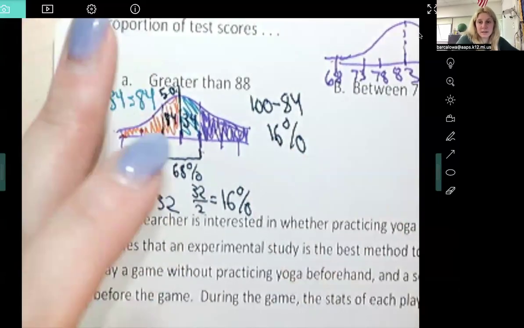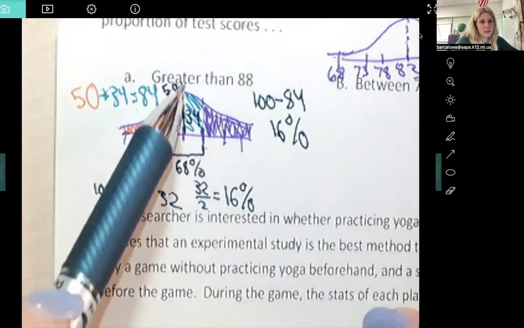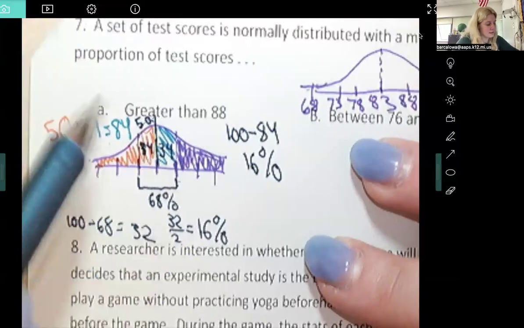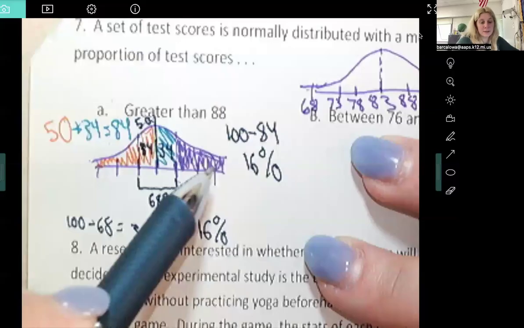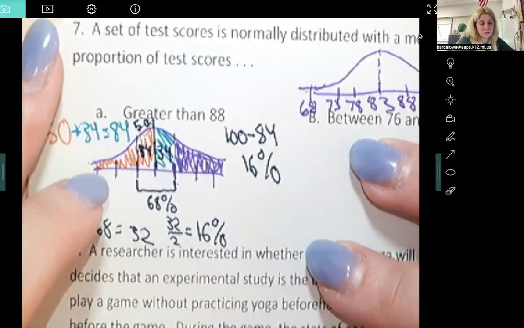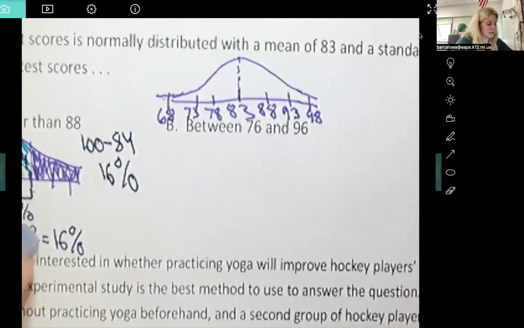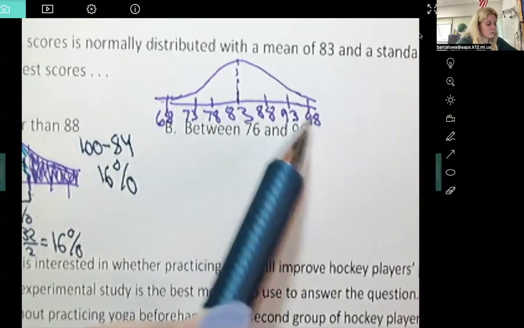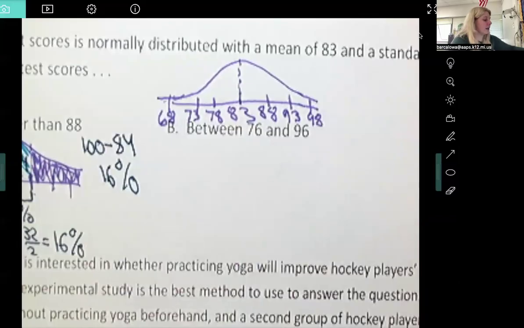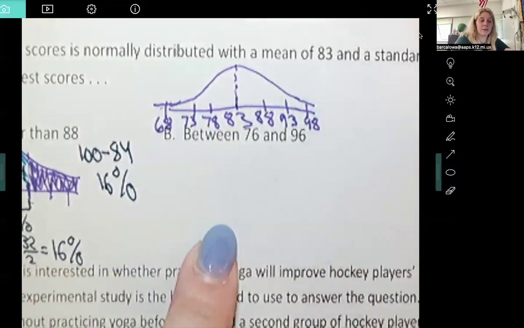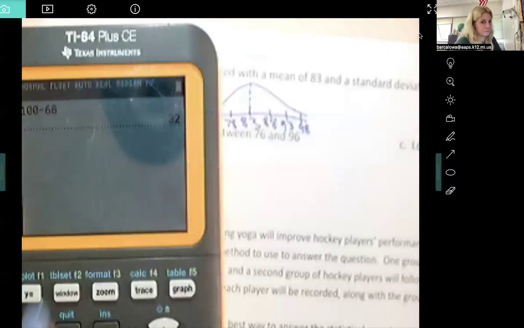This stuff is kind of not that easy sometimes. You really need to remember all this stuff, that exactly halfway is your mean, and then our 68%, 95 are essential. But let's look at this one. Between 76 and 96. Do you see those two numbers anywhere here? No, neither of those numbers are on perfect standard deviation lines. So we are going to have to use our calculator here.